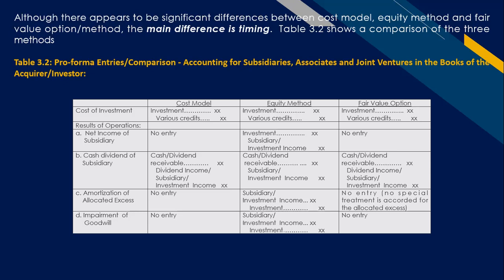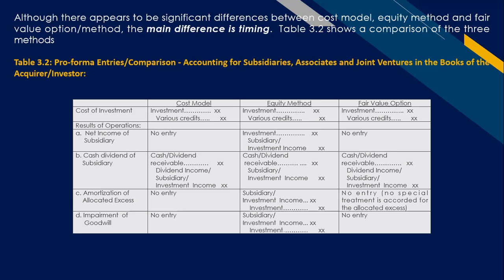For the cash dividend under the equity method, the entry will be to debit cash or dividends receivable and credit investment income. So the credit is to investment income for the cash dividend of the subsidiary. While under the fair value option, the debit is to cash or dividends receivable, then credit dividend income or subsidiary income. So, in other words, the entry under the cost model is the same as that under the fair value option.